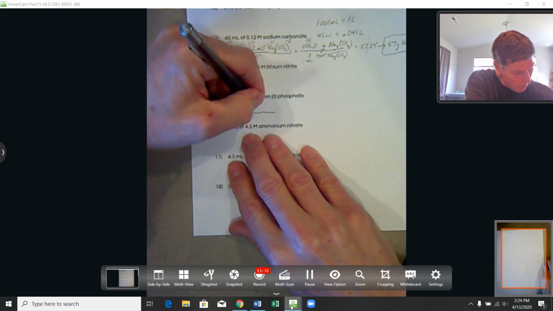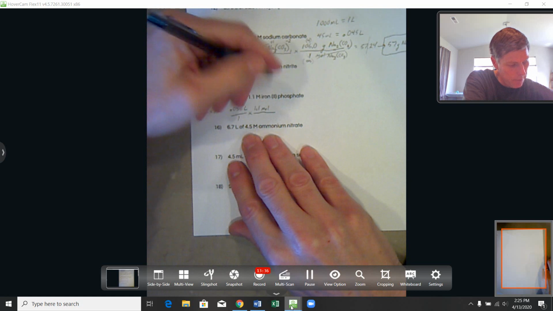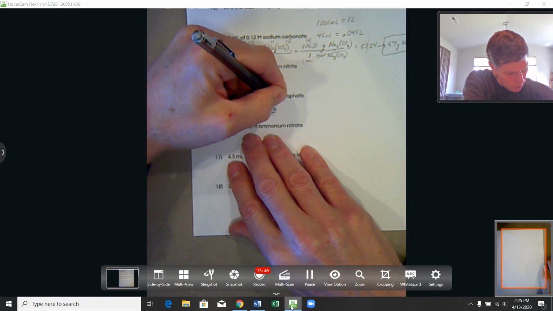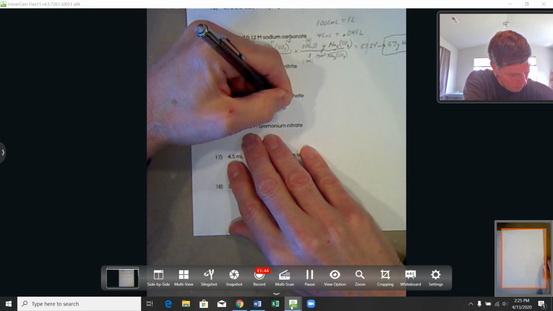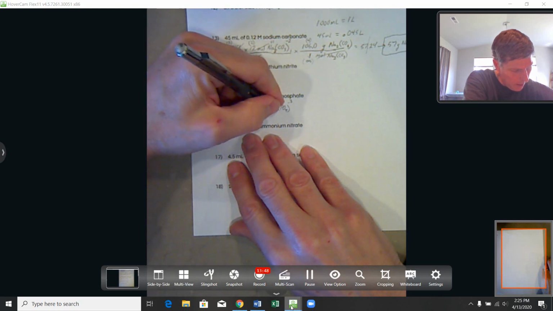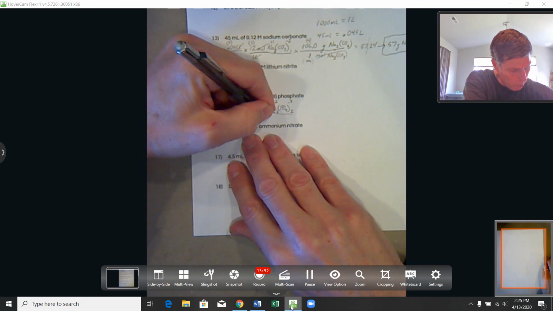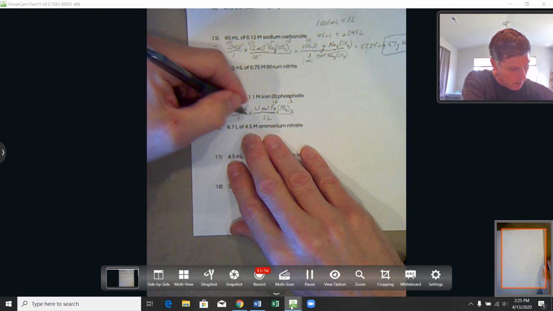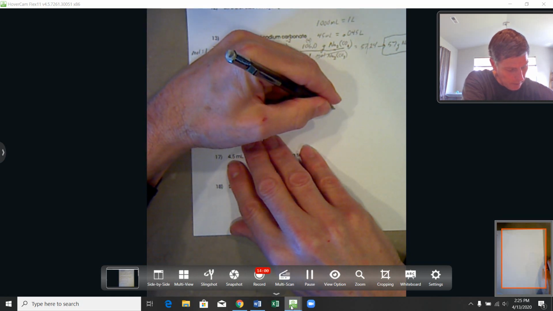1.1 molar, 1.1 moles. Iron 2 phosphate. That Roman numeral 2 means it's the charge of +2. Phosphate's PO4. Charge of -3. I cross them down to make it stable. And that's over 1 liter, because remember, molarity is moles over 1 liter. Liters cancel. I'm in moles, but I got to get to grams.